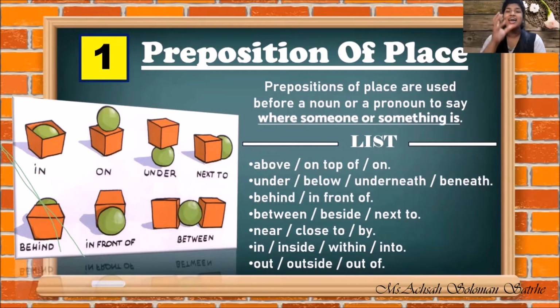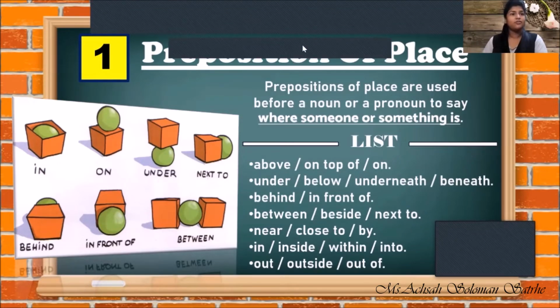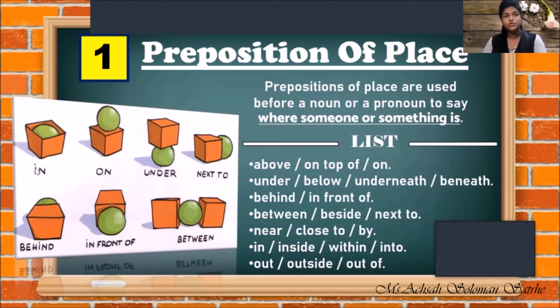All right. Where is it? Now in preposition of place, we are only interested in where that thing is, where it is placed. Clear? So suppose you see this picture over here, it's talking about the green ball right now. Okay. So where is the green ball? It's in the box. Or you can also say inside. Inside is also right. It's on the box, under, next to, behind, in front, between, between the two. So these are the words.